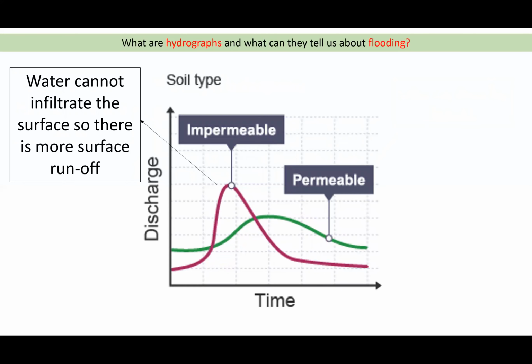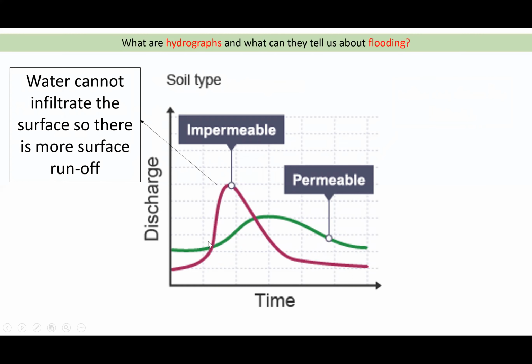Lastly is the soil or surface type. Now we've got 2 key words here which you should be familiar with by now: impermeable and permeable. So impermeable surfaces means the water cannot infiltrate the surface, so there is more surface runoff. So this is really common in urban areas.